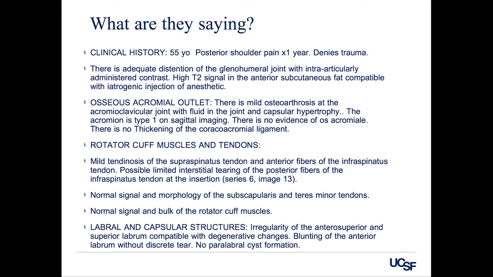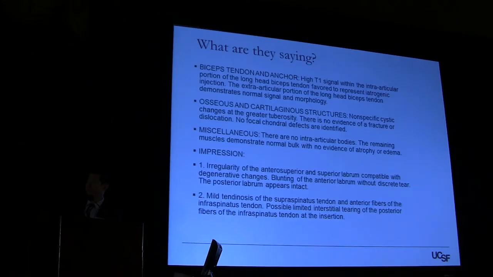And then even this impression is not that helpful. So these are their main findings. Irregularity at the anterior superior labrum compatible with degenerative changes. This is a 55-year-old who didn't have trauma, to keep in mind. Blunting of the anterior labrum without discrete tear. Posterior labrum appears intact. And then they talk about the rotator cuff. Mild tendinosis of the supraspinatus tendon and anterior fibers of the infra, and possible limited tearing of the posterior fibers.